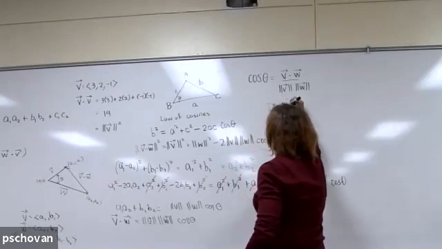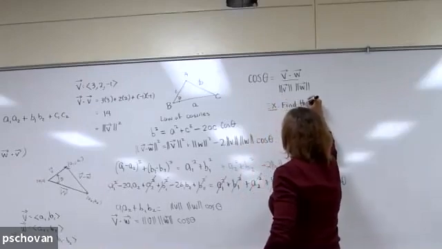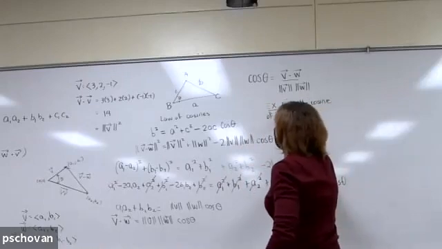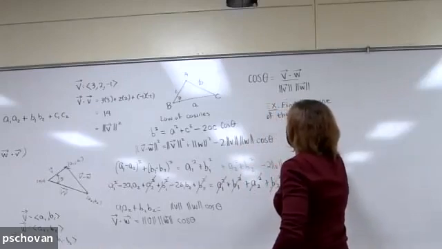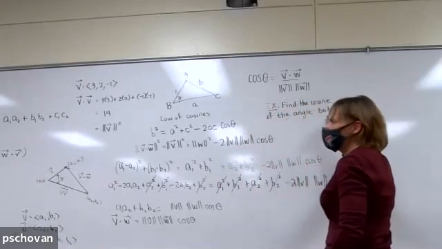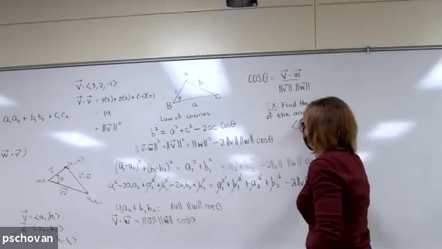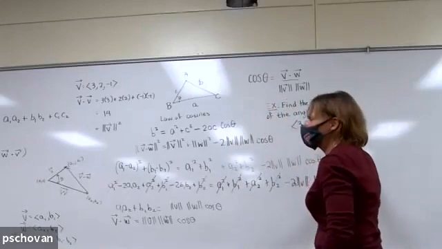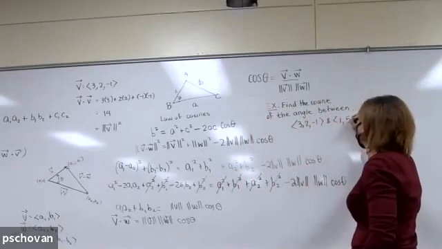Find the cosine of the angle between the vector 3, 2, -1 and the vector 1, 5, 10.